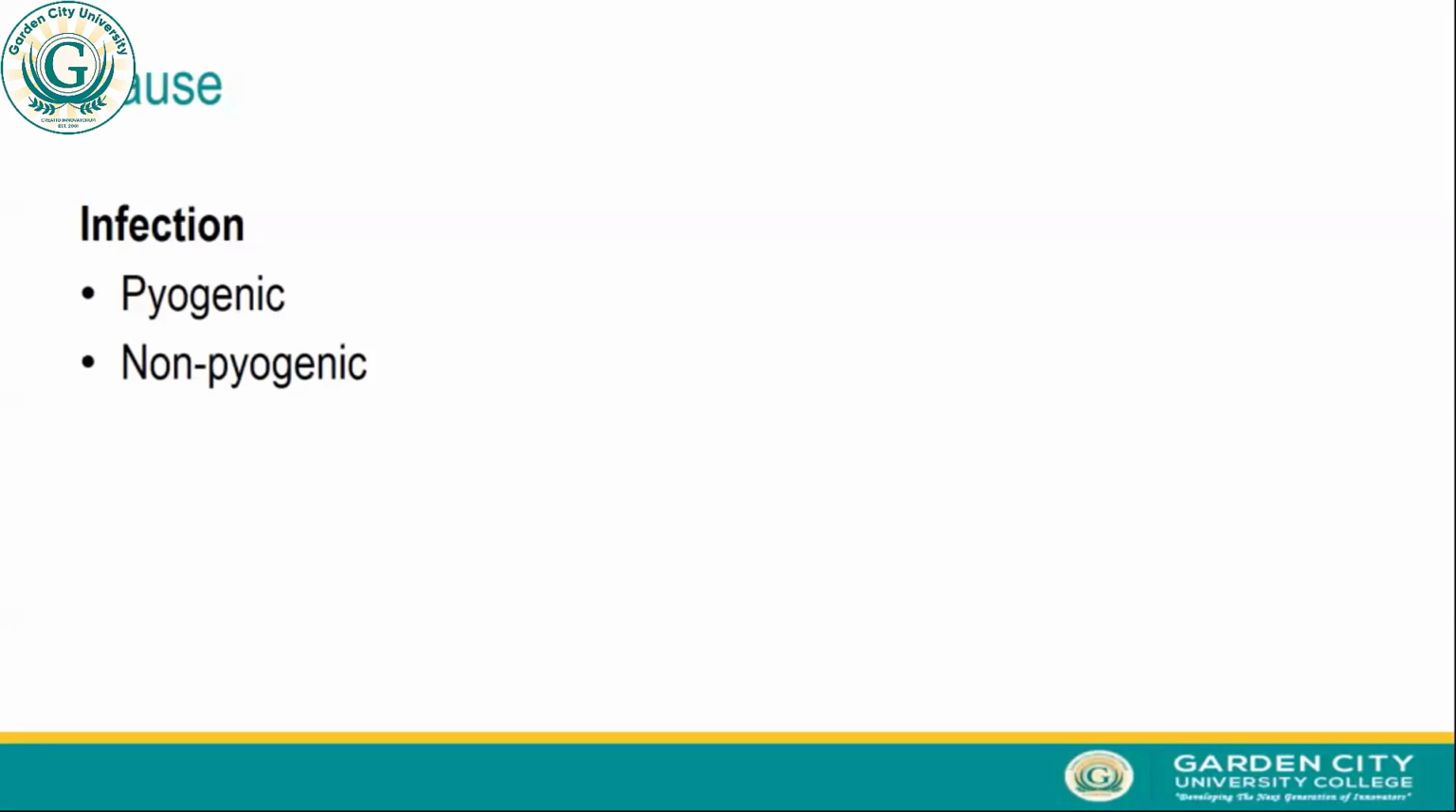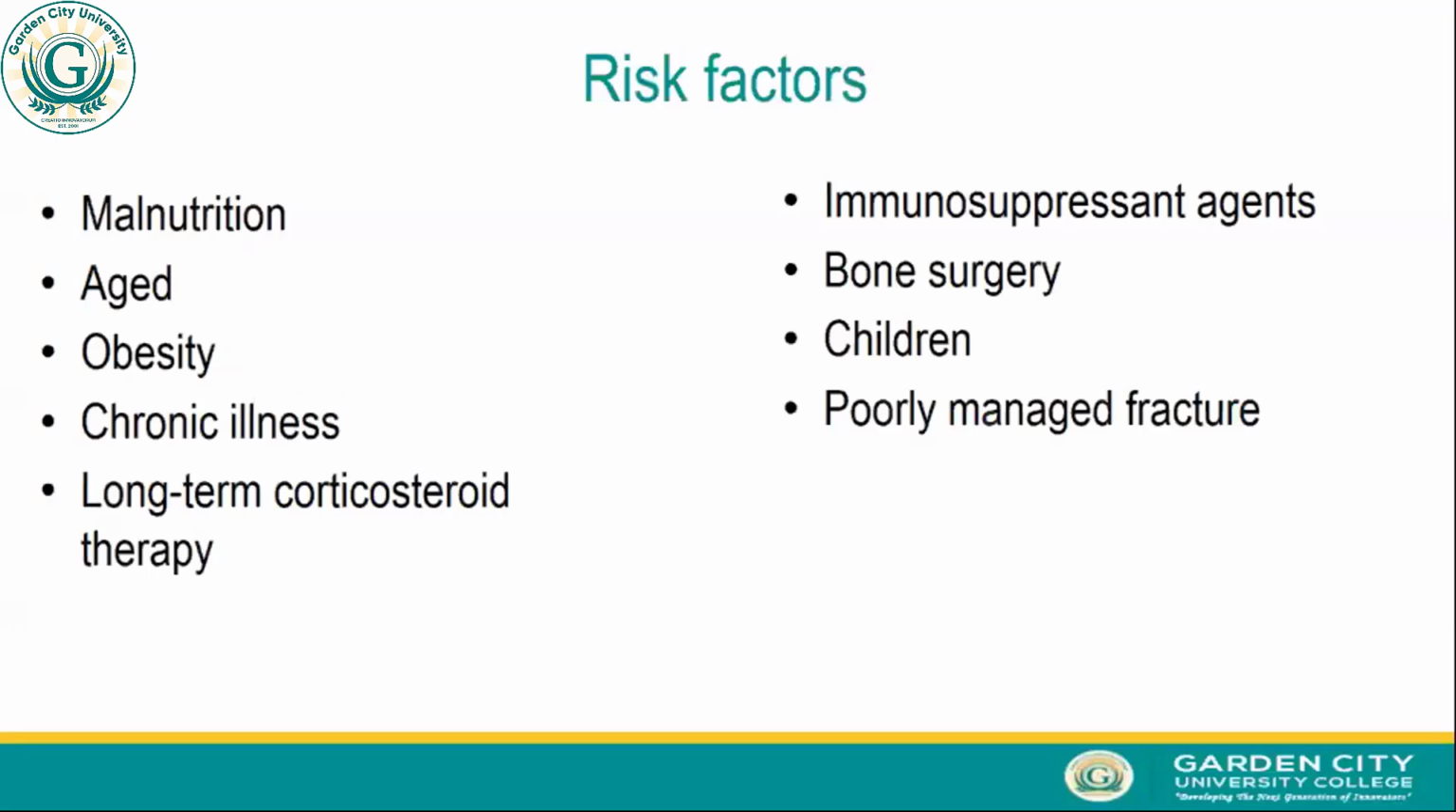Non-pyogenic, we have the Mycobacterium tuberculosis, we have the fungi, yes, the Candida. You can also have that as well. All right, so risk factors. On the wards, patients who come in with osteomyelitis, what do you think are some of the risk factors? We have malnutrition, we have age, yes, extremes of age, obesity, chronic conditions, patients on corticosteroids, then immunosuppressants, bone surgery, children, and then poorly managed fractures.